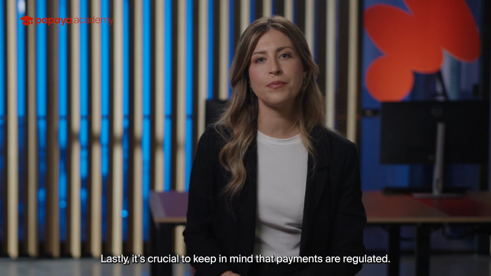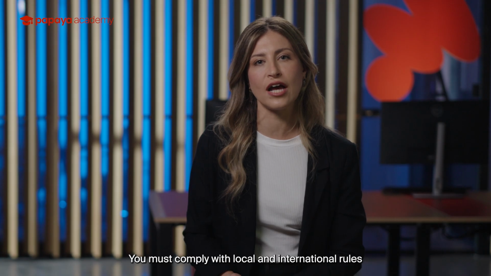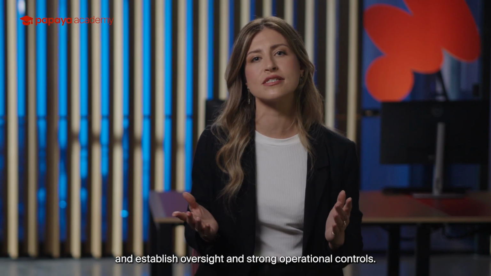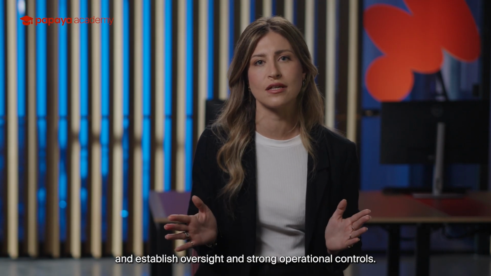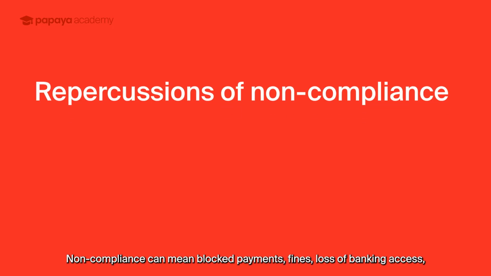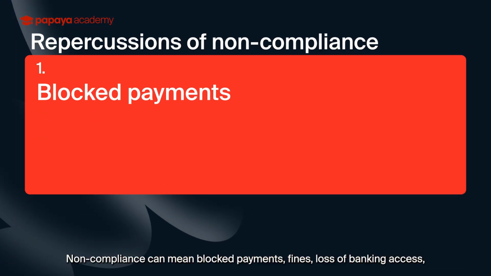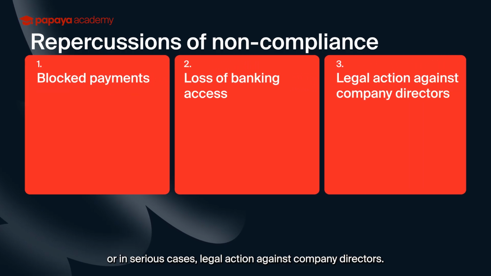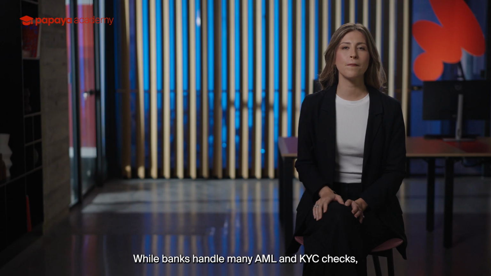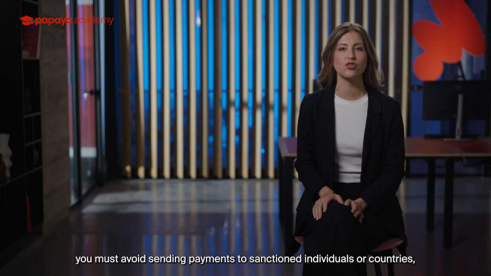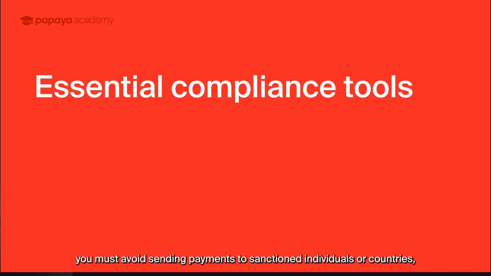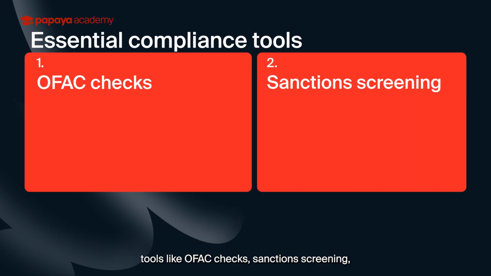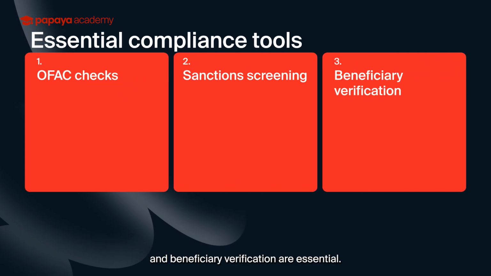Lastly, it's crucial to keep in mind that payments are regulated. You must comply with local and international rules and establish oversight and strong operational controls. That's not optional. Non-compliance can mean blocked payments, fines, loss of banking access, or in serious cases, legal action against company directors. While banks handle many AML and KYC checks, you must avoid sending payments to sanctioned individuals or countries. Tools like OFAC checks, sanction screening, and beneficiary verifications are essential.